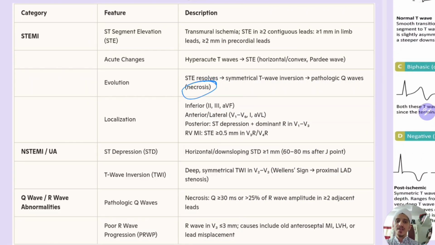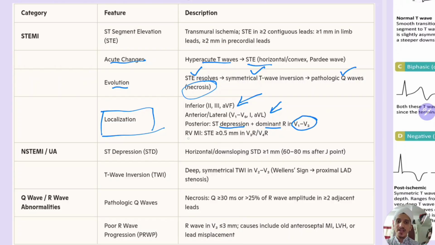You also know the acute changes in STEMI. Again and again I am repeating so that it should be remembered. Hyperacute T waves with ST elevation, then evolution: ST elevation resolves, then symmetrical T wave inversion, then Q waves. Localization: inferior leads are 2, 3, aVF; anterolateral are V1 to V6, 1 and aVL. Posterior infarction is ST segment depression with dominant R wave in V1 to V3, and right ventricular MI is ST segment elevation.